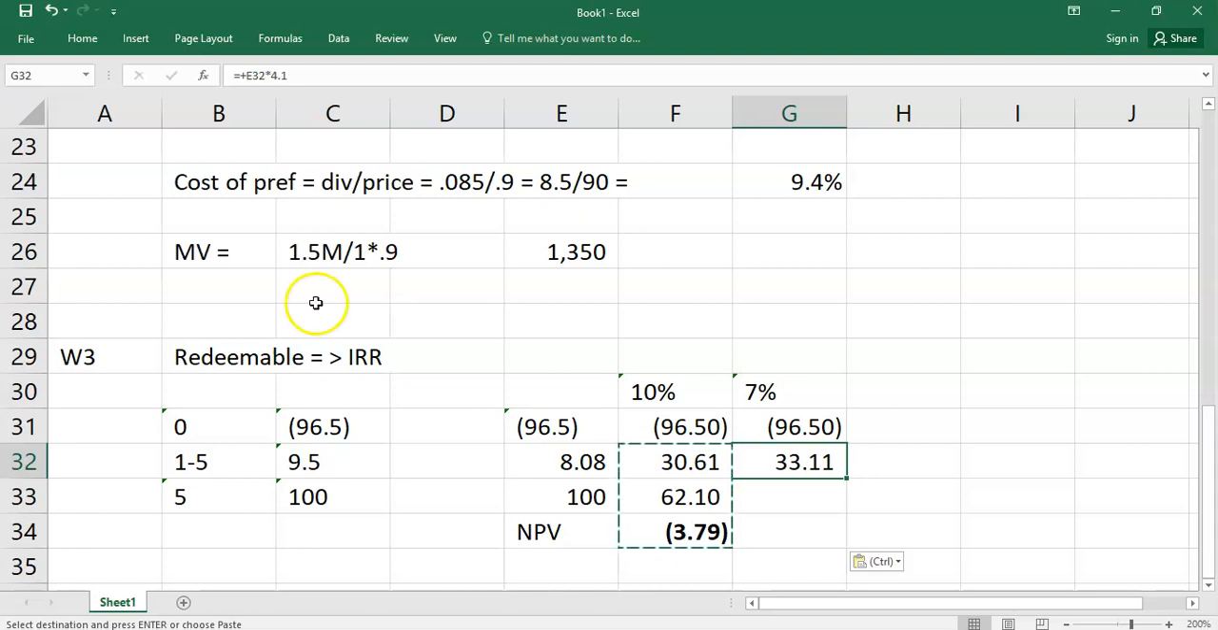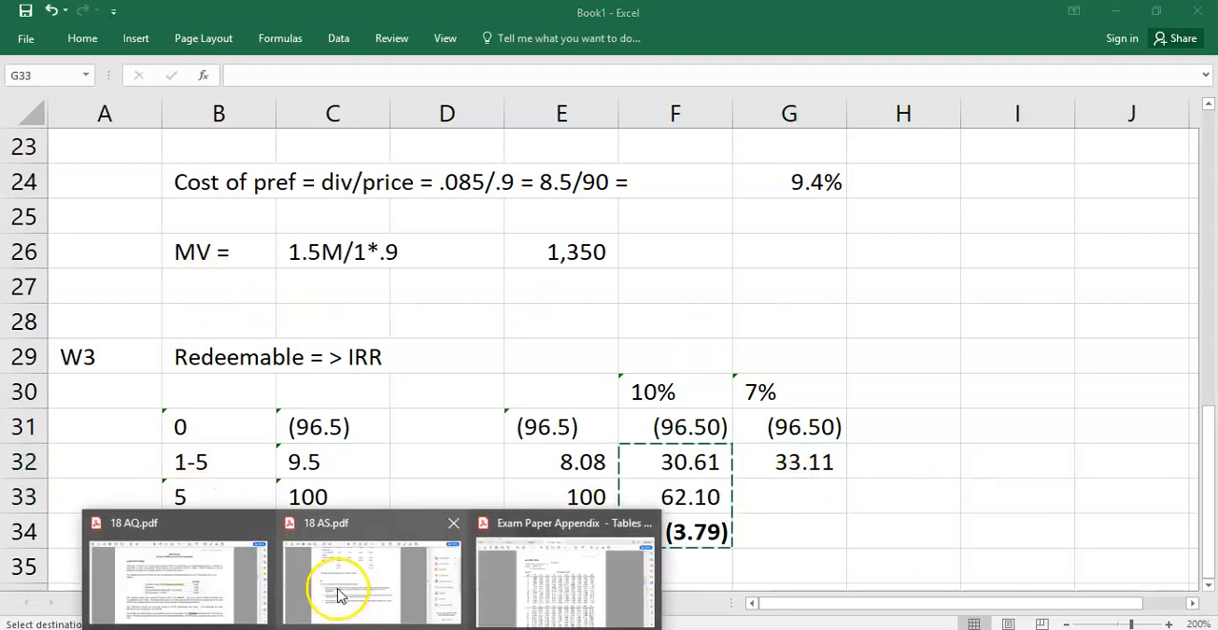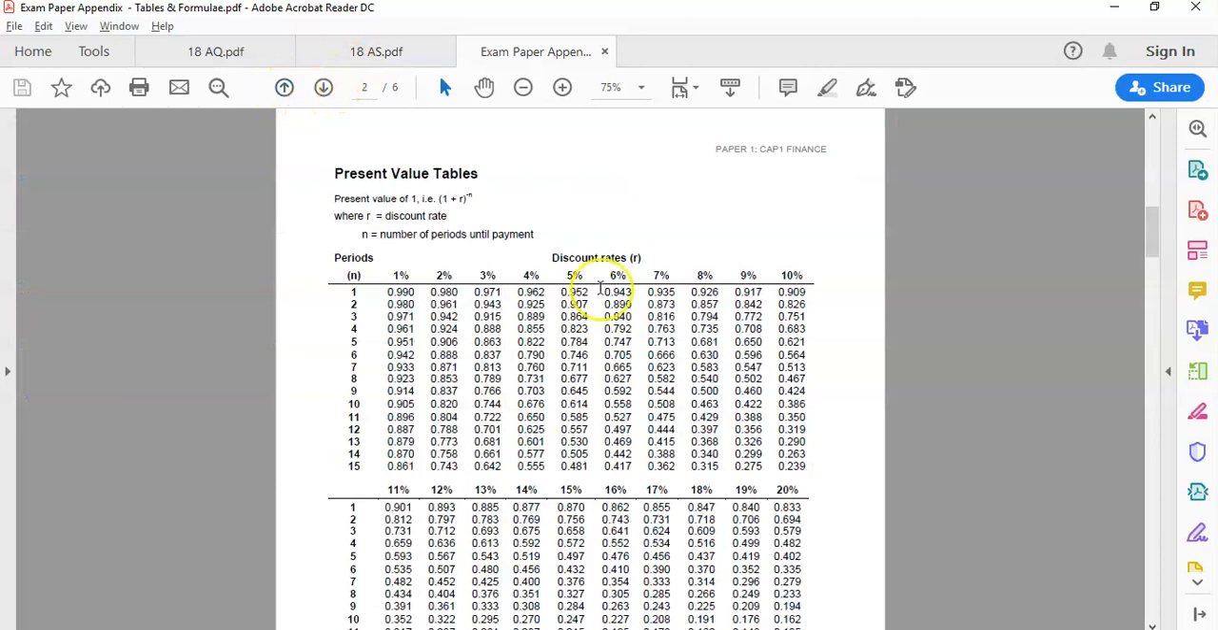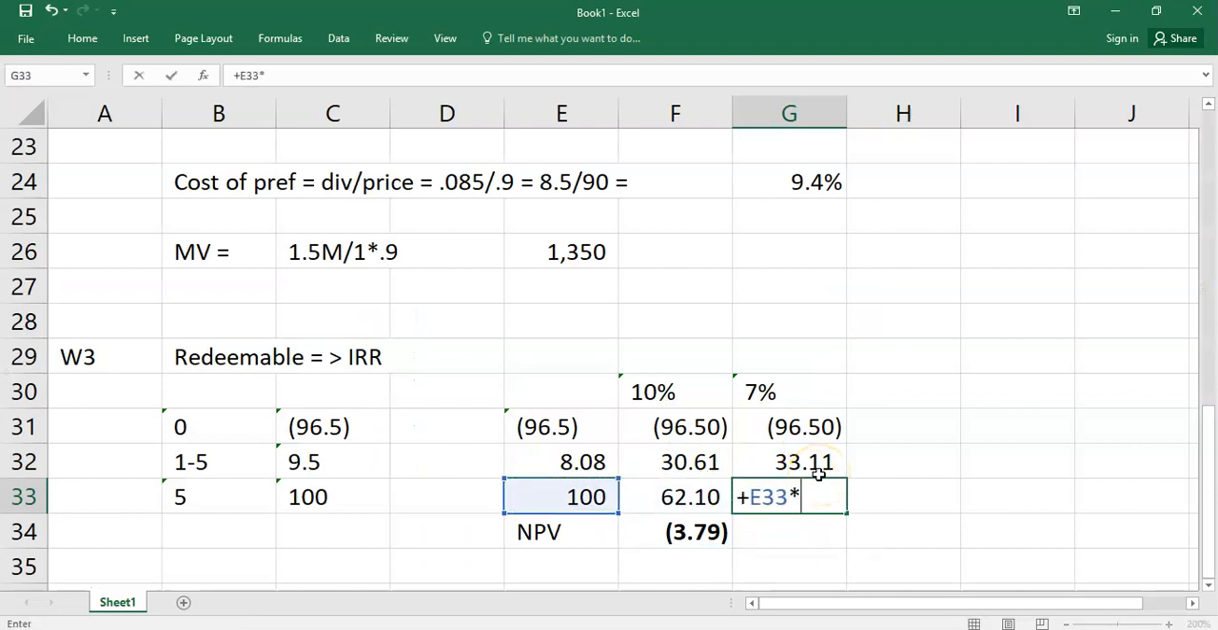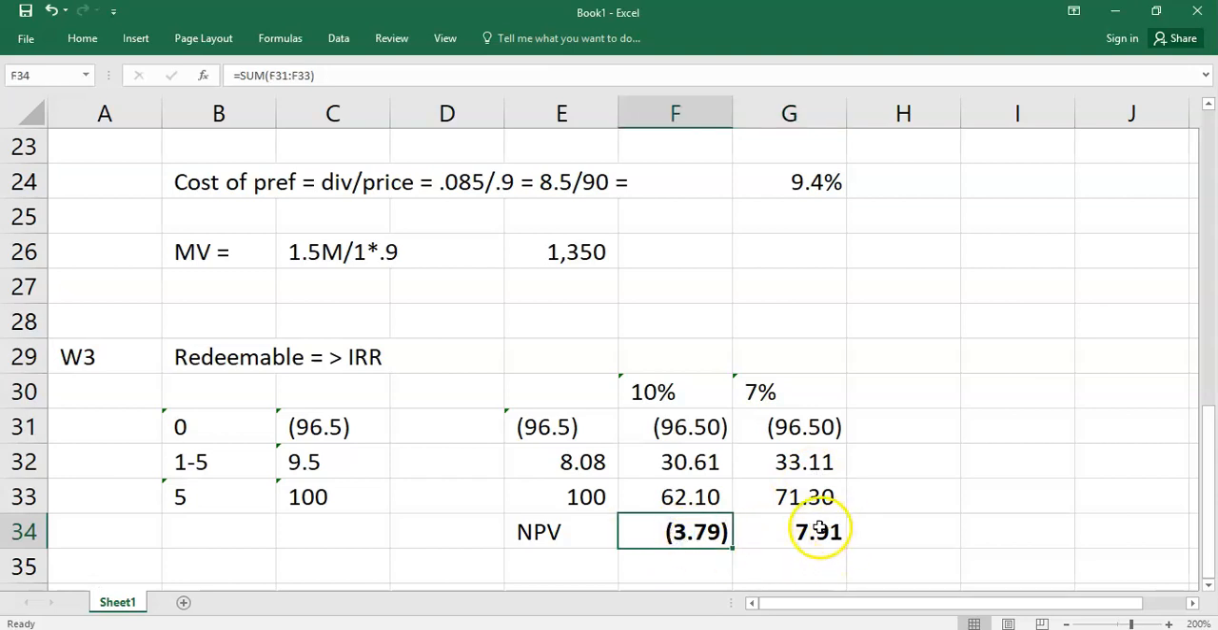And then the 100 for year 5, I'd go to the present value tables, 7% for 5 years, 0.713. So 100 times 0.713, and you get your present value to be 7.91. And that's exactly what you wanted. 1 negative NPV, 1 positive NPV, and if you went to 5%, that would be even higher still.